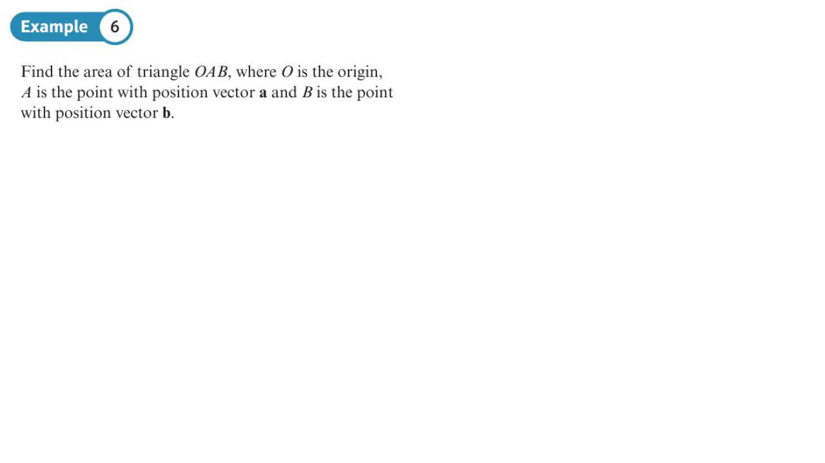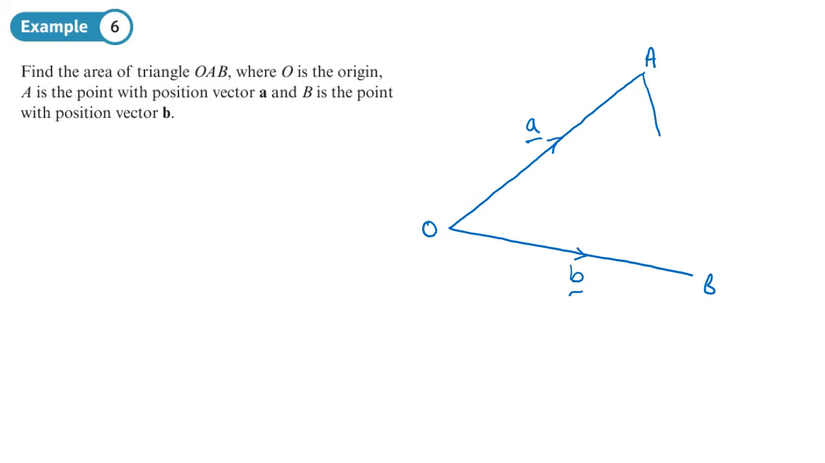Okay, in this question here, find the area of the triangle OAB, where O is the origin, A is a point with position vector A, and B is a point with position vector B. So the first thing we're going to do is to draw a diagram of this. So point O is here, A is here, this is the vector A, point B is here, this is the vector B. We want to find the area of the triangle OAB, so that means joining the other two sides together. So we'll do that, put that there. We want to find that area.